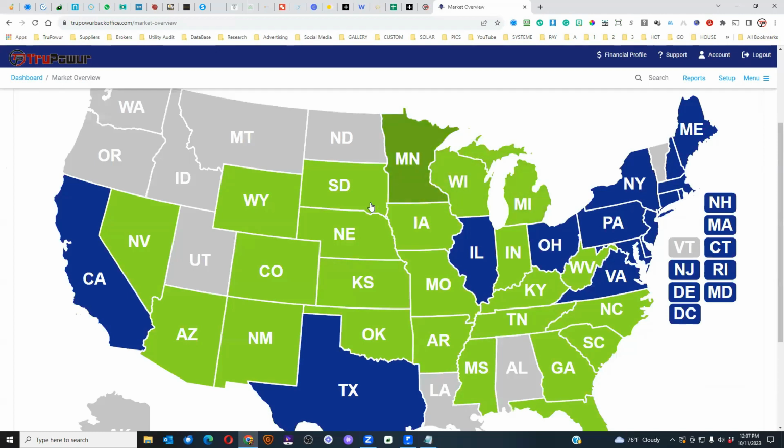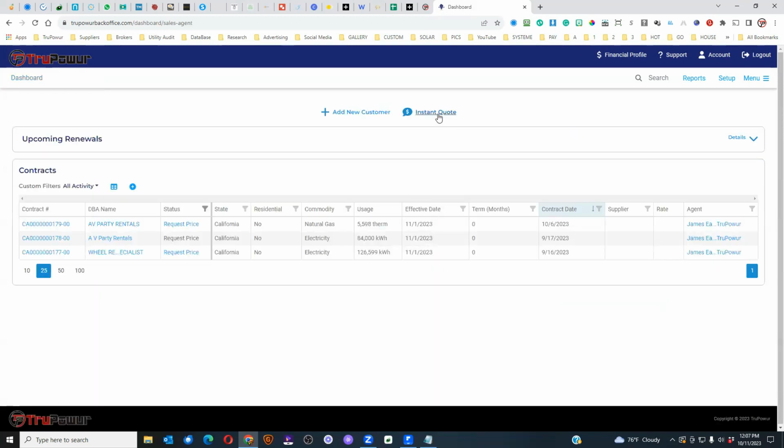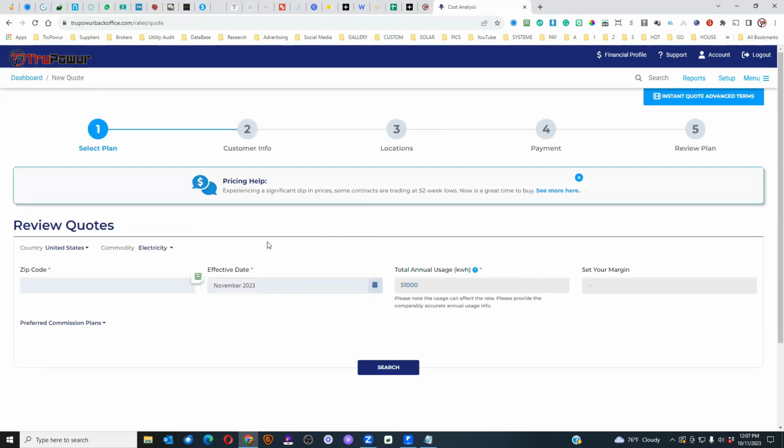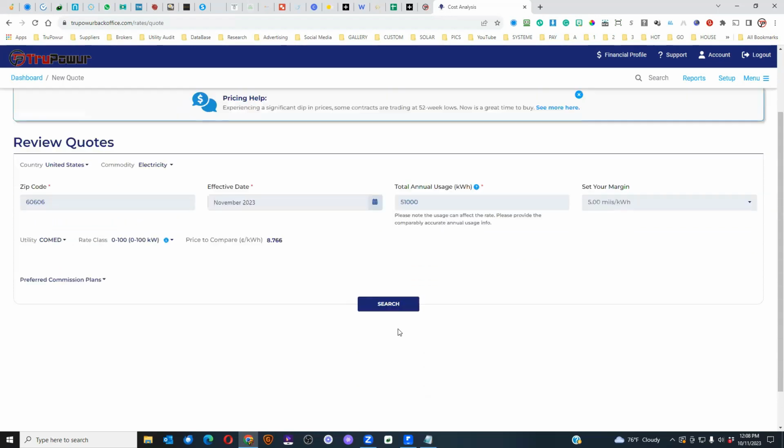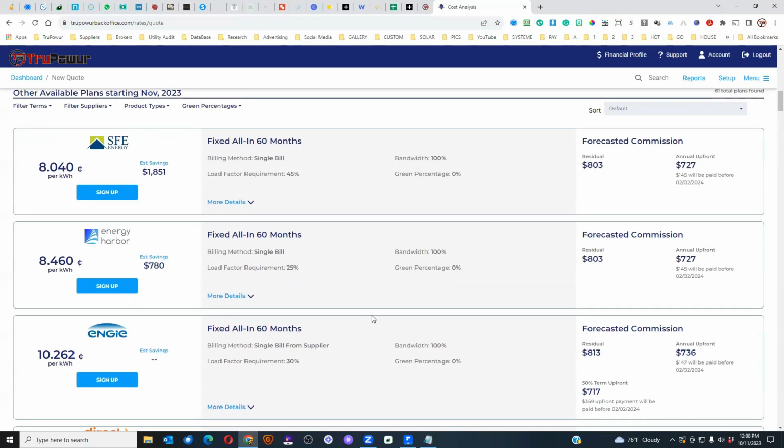And understanding the different areas for pricing as well. So custom pricing is the reverse auction, and matrix pricing is pricing that is done via matrix sheets that are added into the system. So if I put in a zip code, say like Chicago, I know that the pricing that I'm going to see, these are all matrix pricing. So this is updated on a daily basis. So just so that you understand the difference between the matrix pricing and custom pricing.